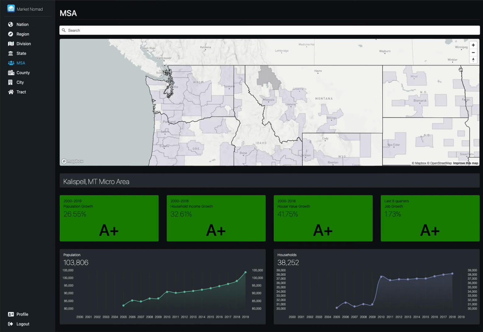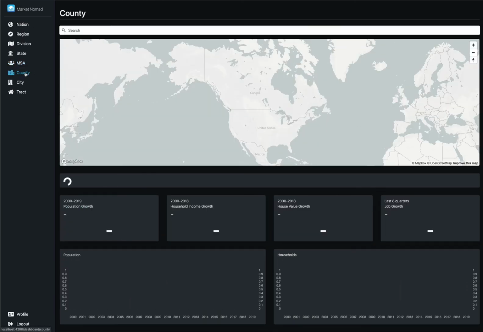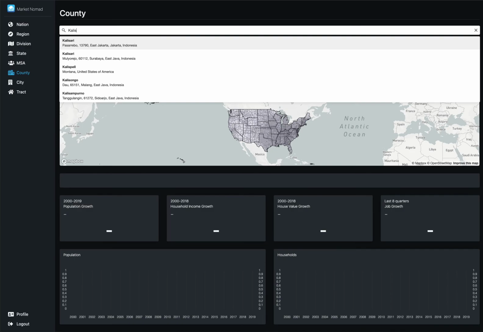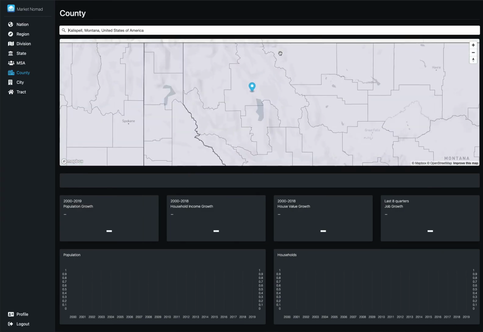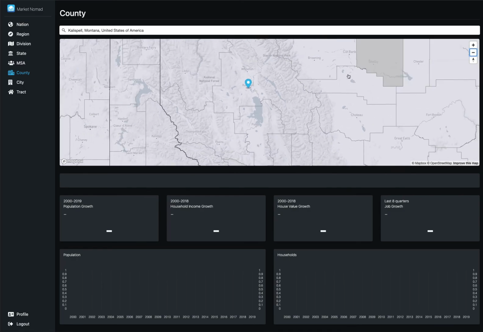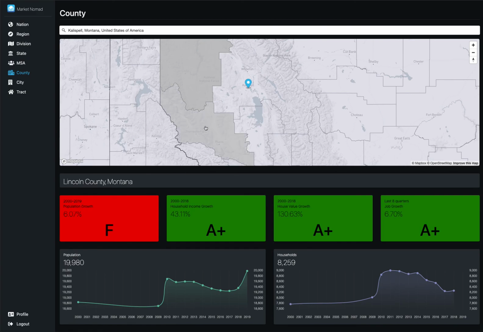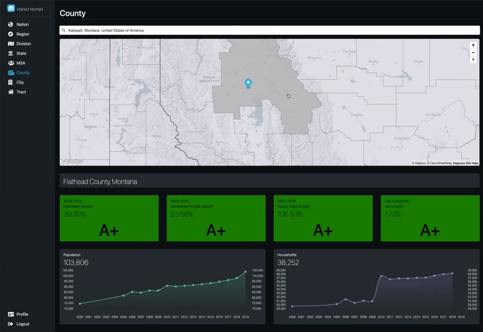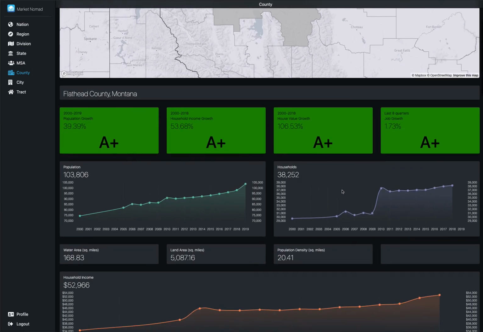The next step in our search is to look at counties. This time, instead of zooming in, we're going to do a quick search that'll take us right to the county. As we look at some of the surrounding counties, we will notice that Flathead County is where the sweet spot is. Now let's go ahead and take a look at some of the graphs for Flathead County. It looks like the population is consistently rising and doesn't look like it was affected during the 2008 housing crisis.